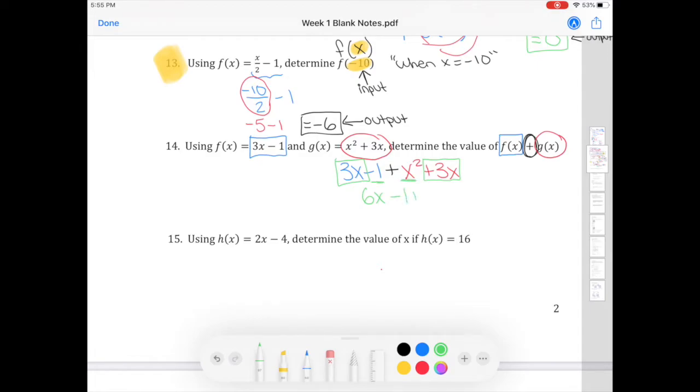And if you notice, there's no other like terms. A minus 1 doesn't even have a variable, and then x squared. So I'm just going to bring them down as minus 1 plus x squared. Now that is your final answer because nothing else can be combined. But what I'm going to show you really quick is the correct order.